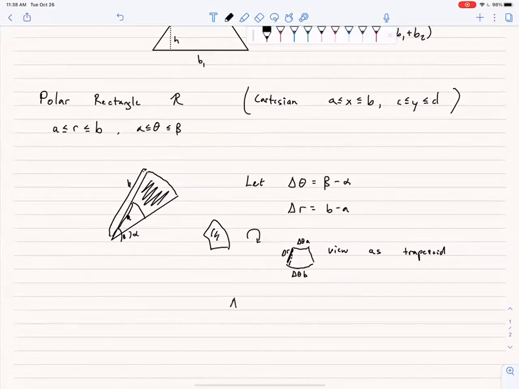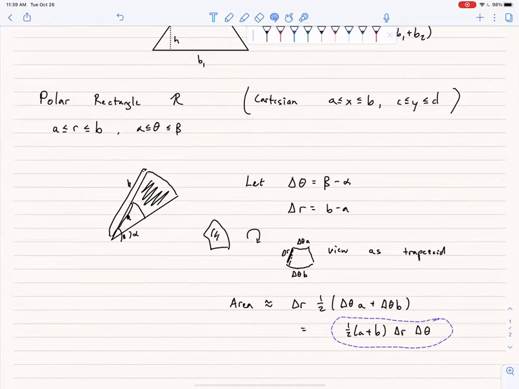So the estimate here, it is an estimate, is going to be delta r times 1/2 delta theta times A plus delta theta times B. Well, let me actually move things around: 1/2 (A plus B) times delta r times delta theta. Okay, this is the formula I wanted.